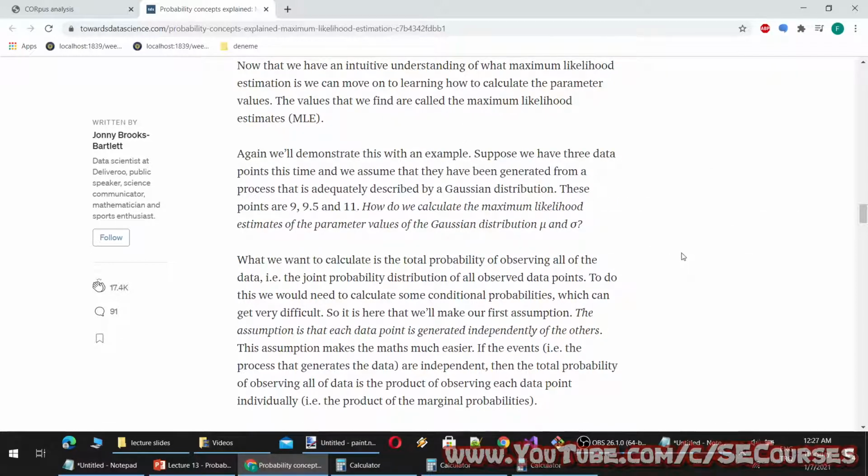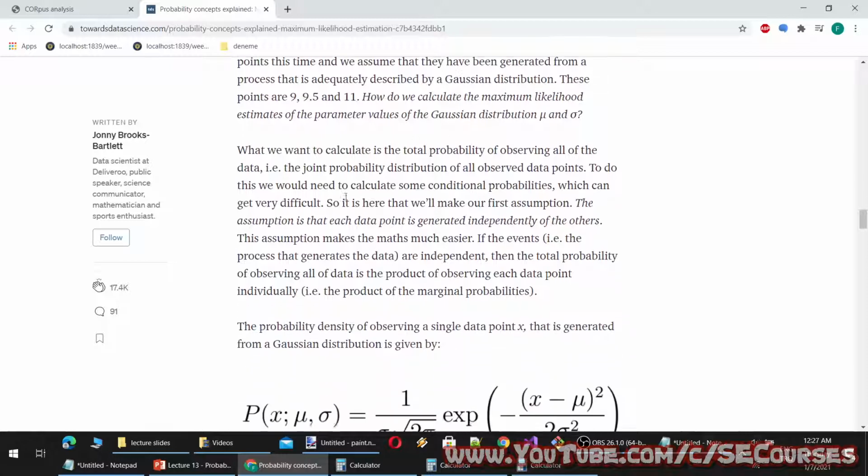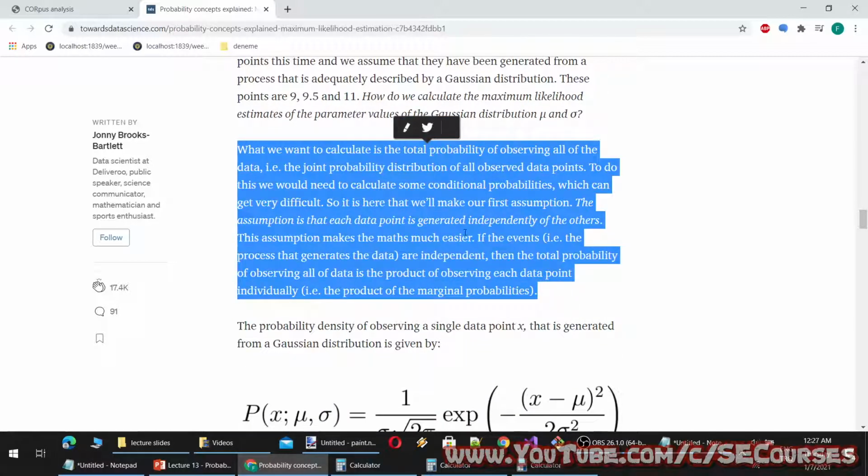Again, we'll demonstrate this with an example. Suppose we have 3 data points this time and we assume that they have been generated from a process that is adequately described by a Gaussian distribution. These points are 9, 9.5 and 11. How do we calculate the maximum likelihood estimates of the parameter values of the Gaussian distribution, mu and sigma?